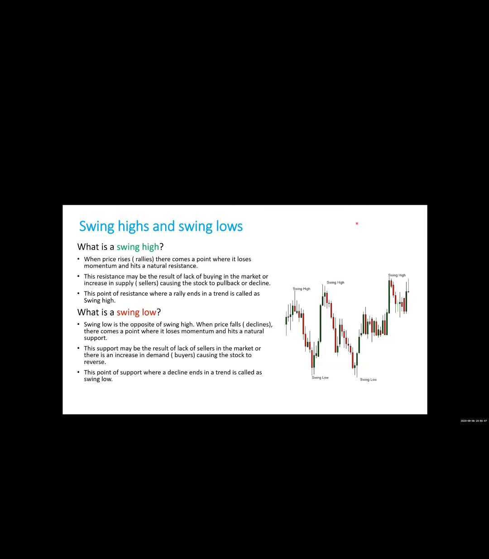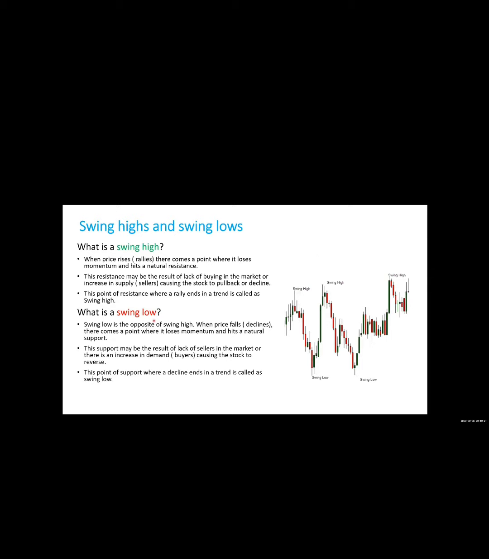So when a stock rallies, it hits a wall, there are no more buyers in the market, there is an increase in the number of sellers in the market. So when supply is greater than demand, stock prices fall. So when that happens, we get a pullback, and the high point here, that is the area of resistance, is what we call a swing high. The point of resistance where a rally ends in a trend is called a swing high. So stock rallies, hits a resistance, the rally ends there, then we get a pullback. That high point is what we call a swing high in a trend.